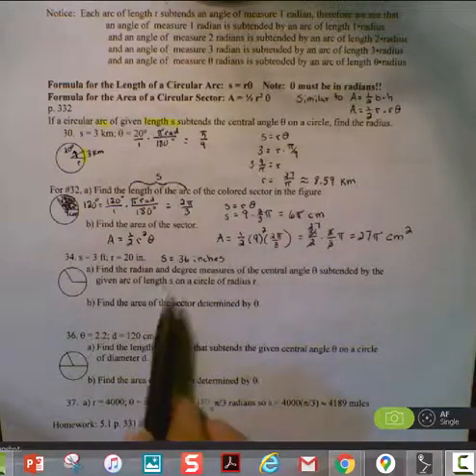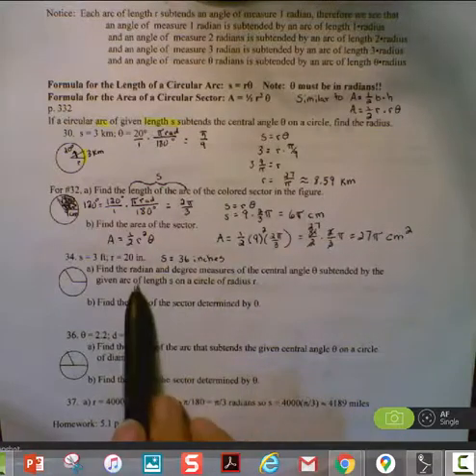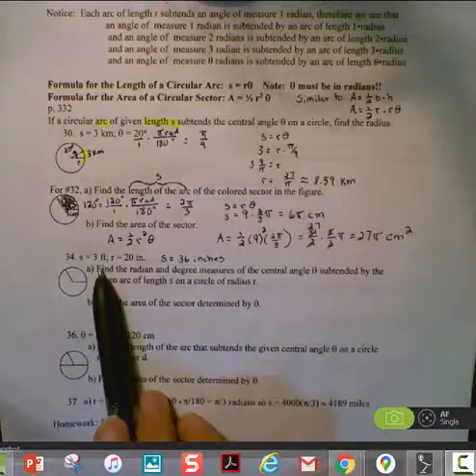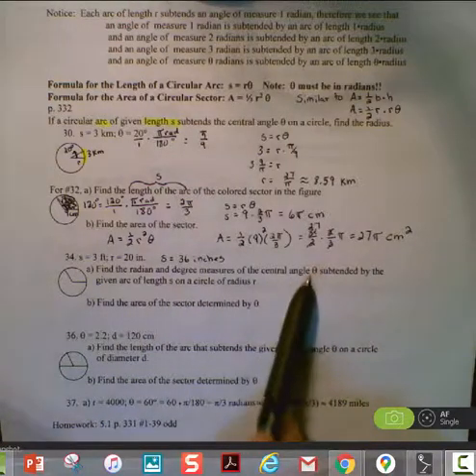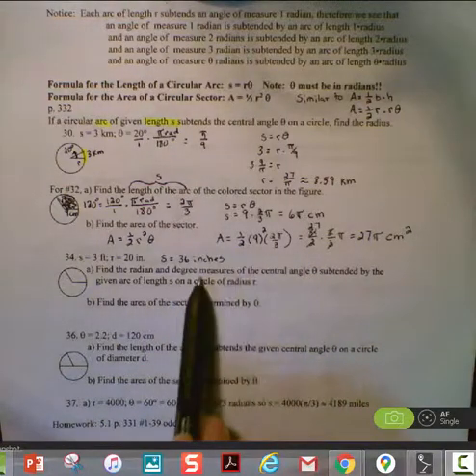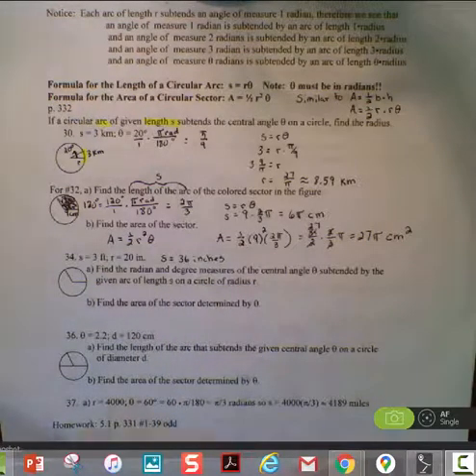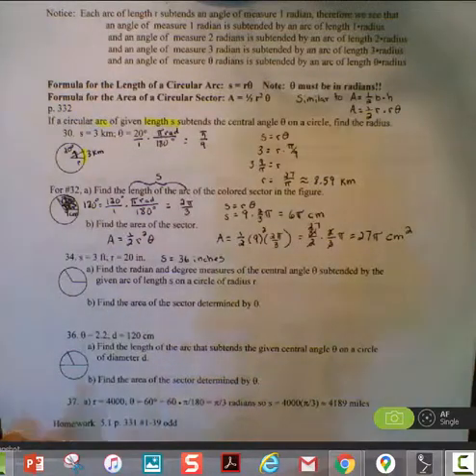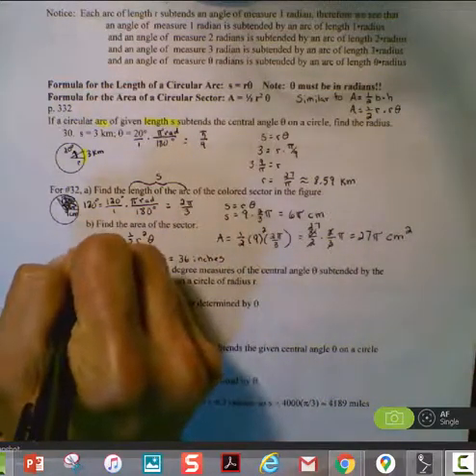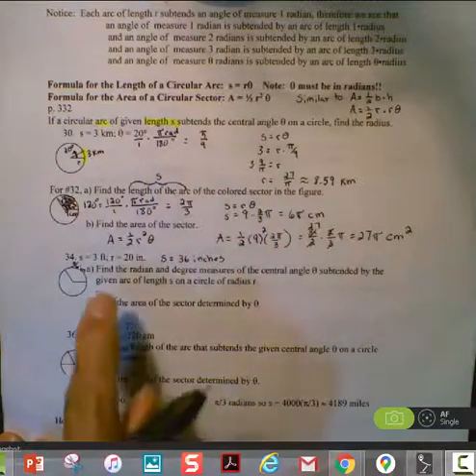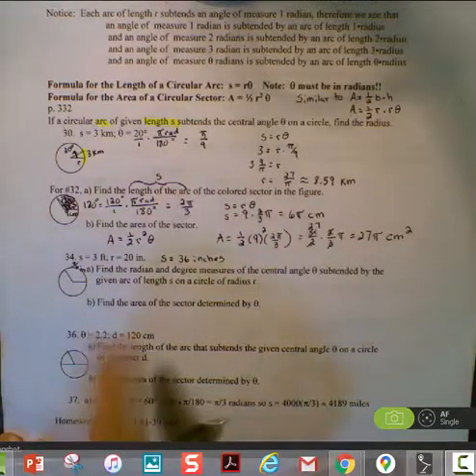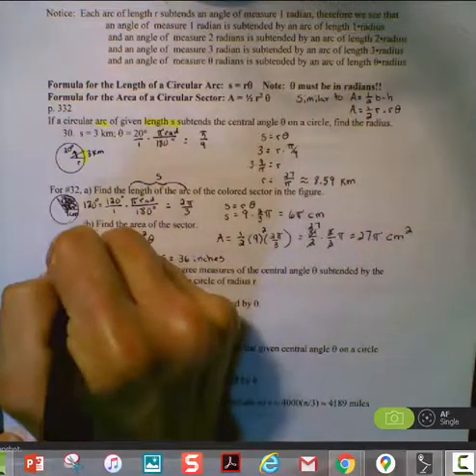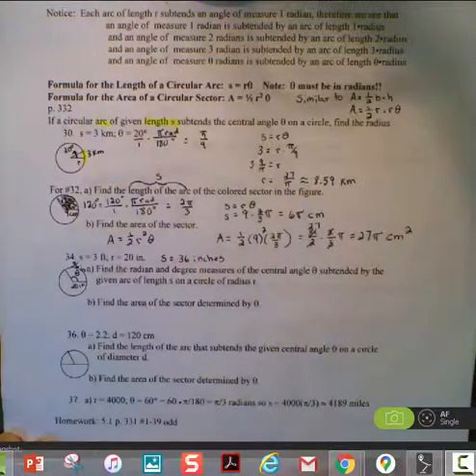Our answer is not going to be in inches or feet. Since we're looking for theta, it's going to be given in radians, and then give the degree measure also. So we're saying this arc length is 36 inches. The radius is 20 inches, and here's our angle theta that we're trying to find.